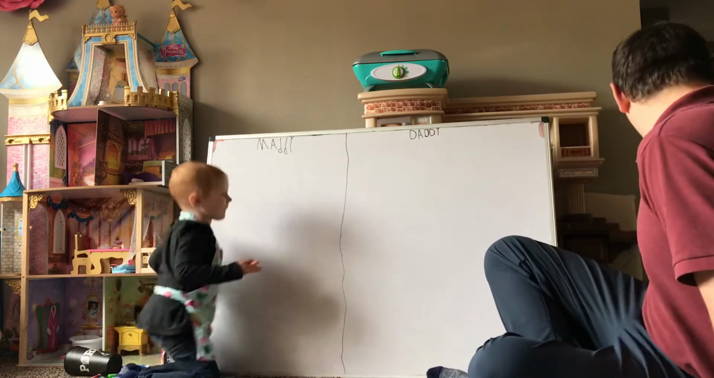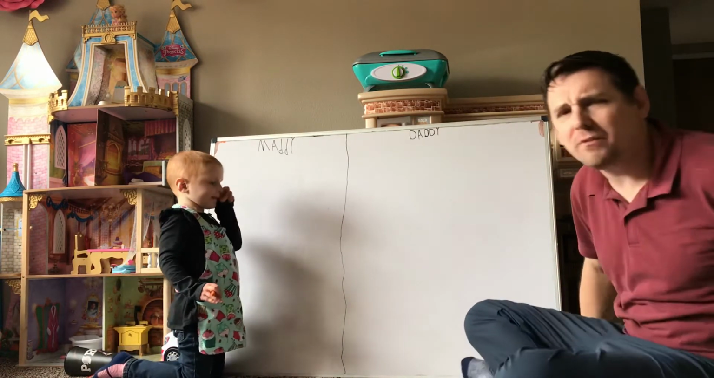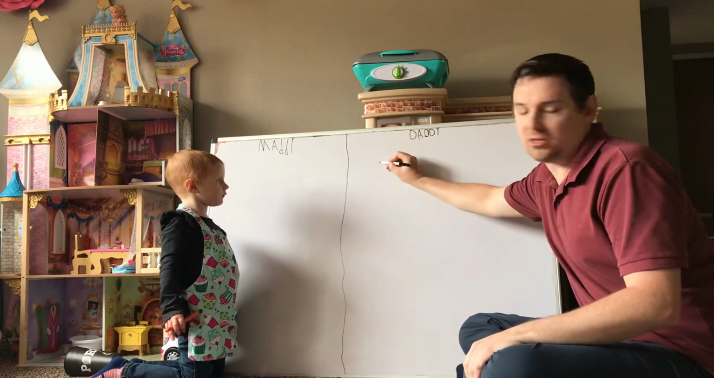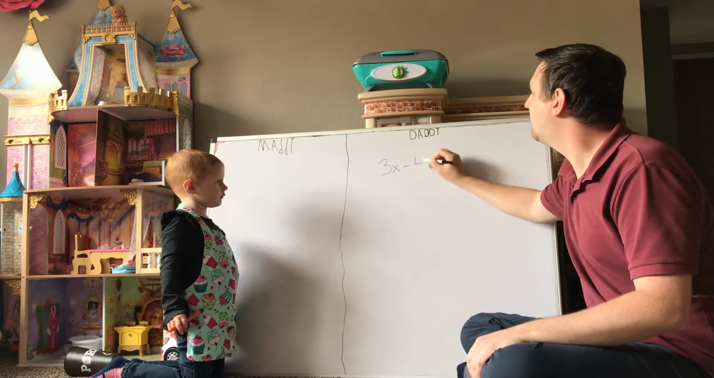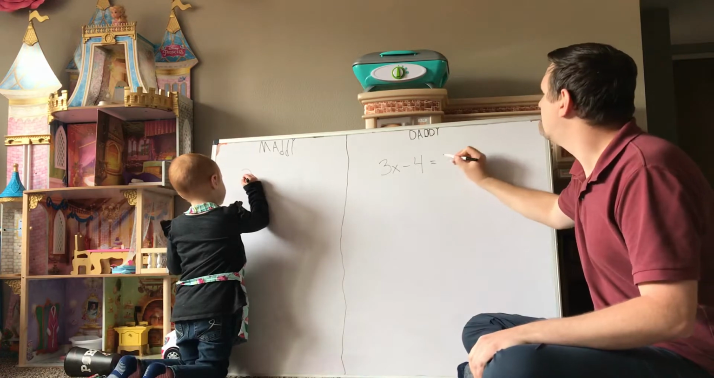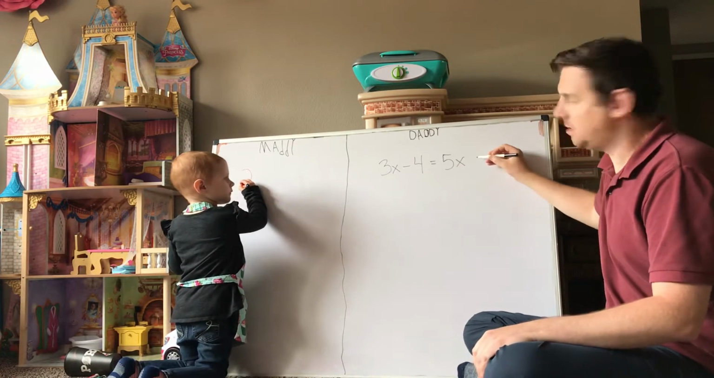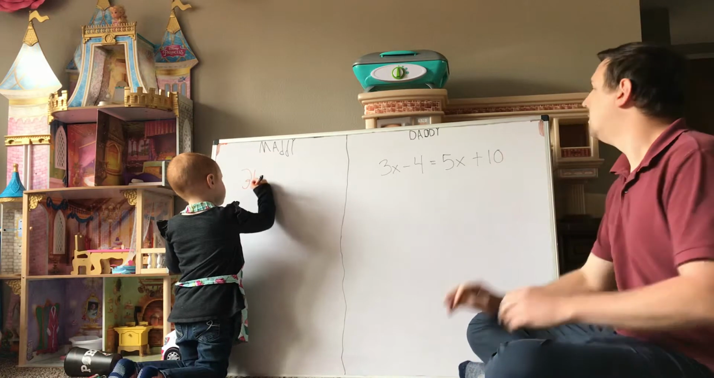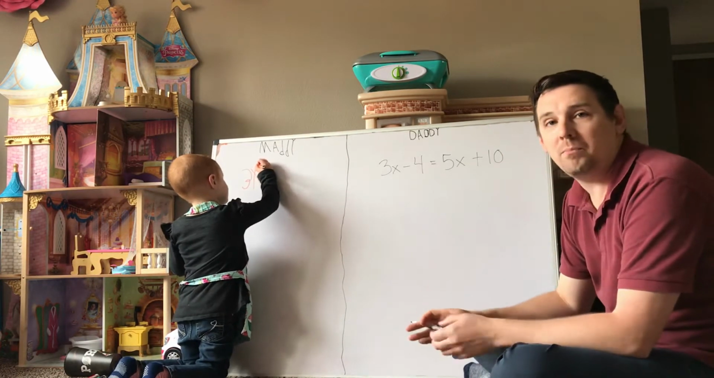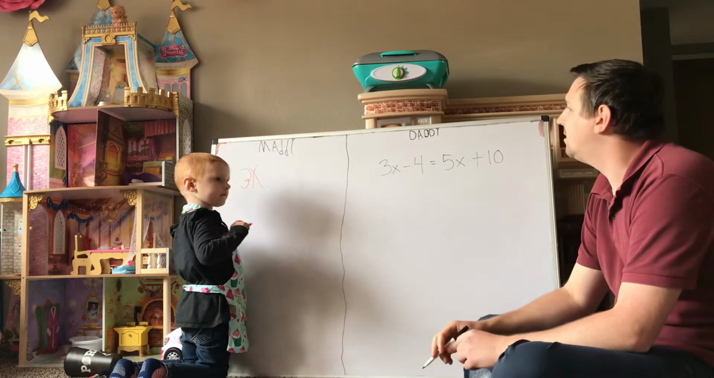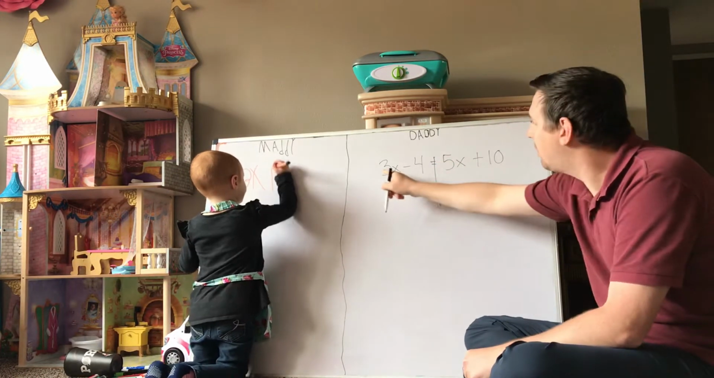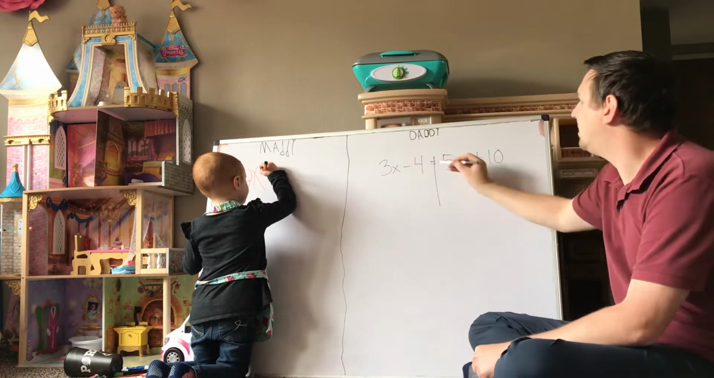All right, we're gonna do some solving equations with variables on both sides, okay? So our equation is gonna be 3x minus 4, you can draw that, try and copy Daddy, equals 5x plus 10. Now what's different about this than any of the other problems that we've done so far is that there's an equal sign separating this and this.